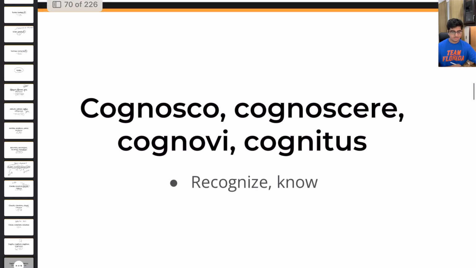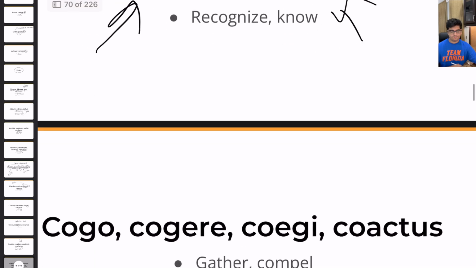Cognosco, cognoscere, cognovi, cognitus means to recognize or know. So remember, look at the third principal part. It doesn't really necessarily follow a normal pattern. And same with the fourth principal part.